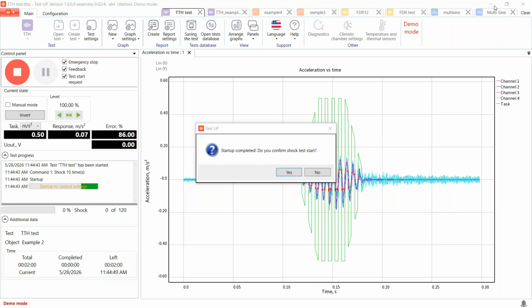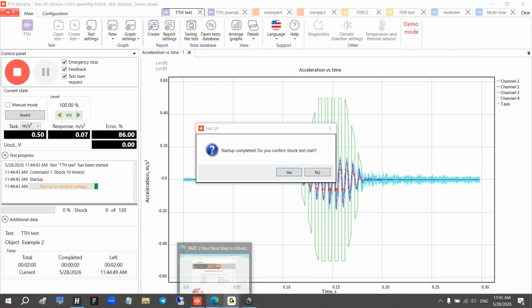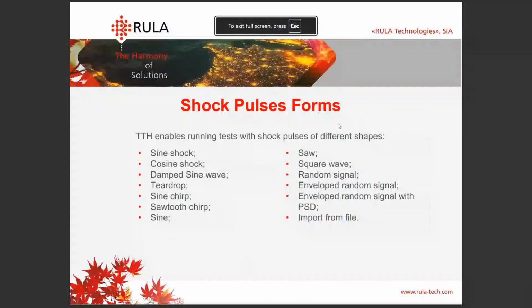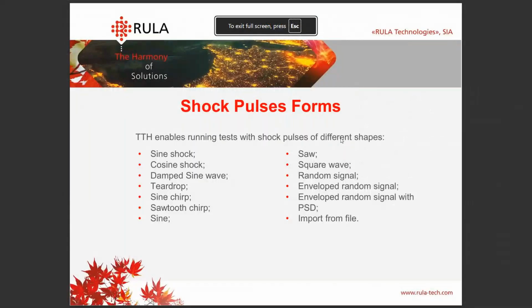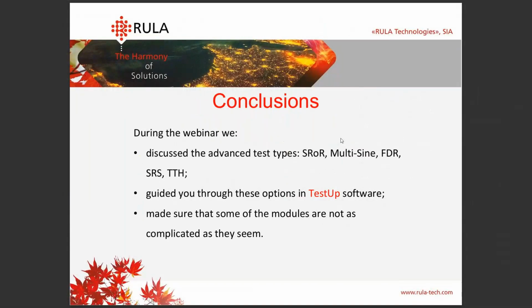So today we told you about the advanced test types like superimposed test, multi-sine, field data replication, shock response spectrum, and transient time history. We guided you through these options in TestUp software, and I think that we made sure that some of these modules are not as complicated as they may seem.